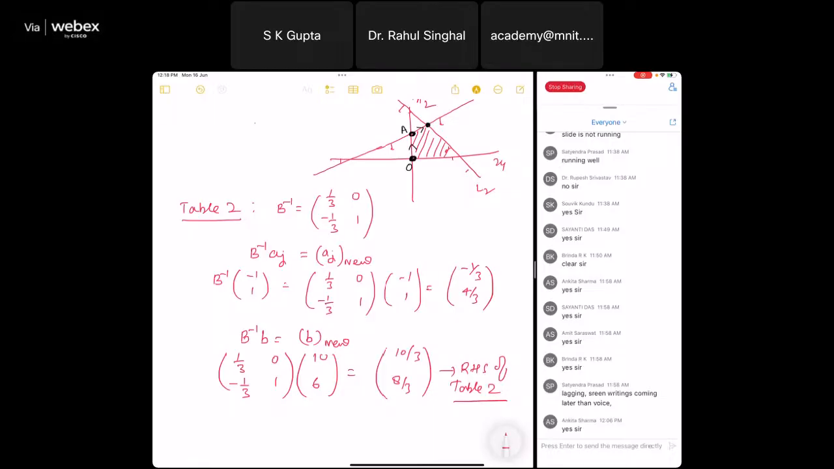Okay. So suppose this is your B inverse of the third table, right? And you want to compute the right hand side. So you take this as B inverse, and the original B is basically 10 comma 6. You multiply this with 10 comma 6, and you will get back 4 and 2. Correct?